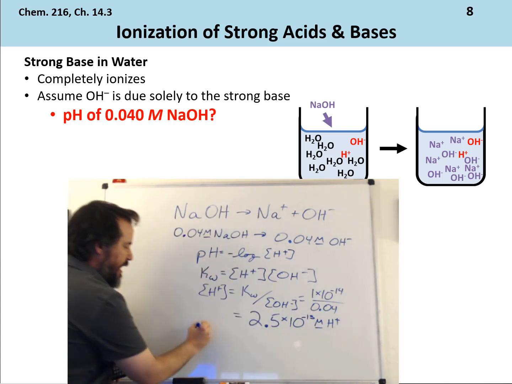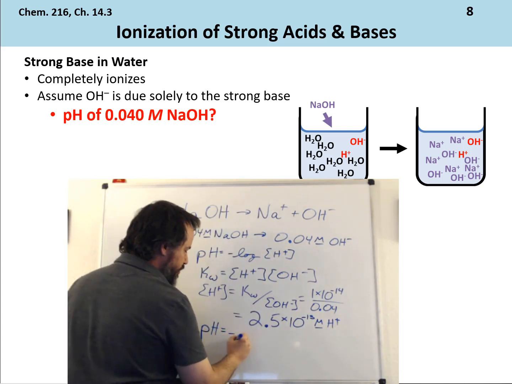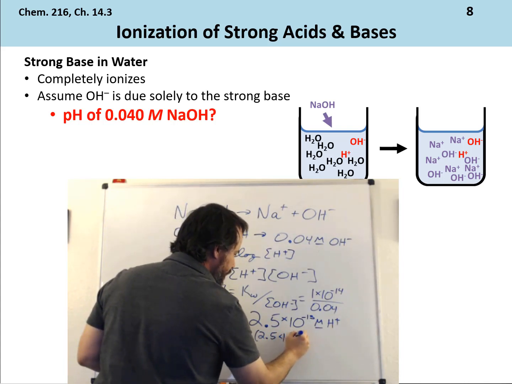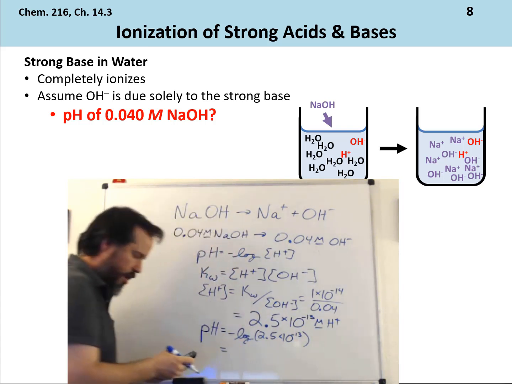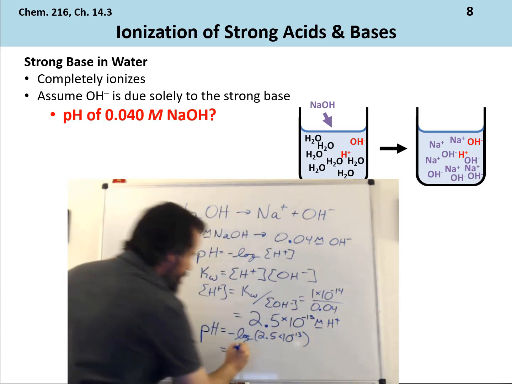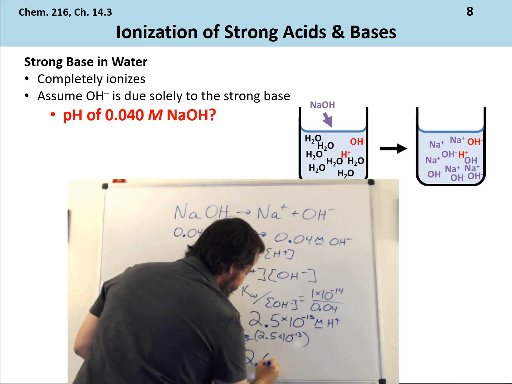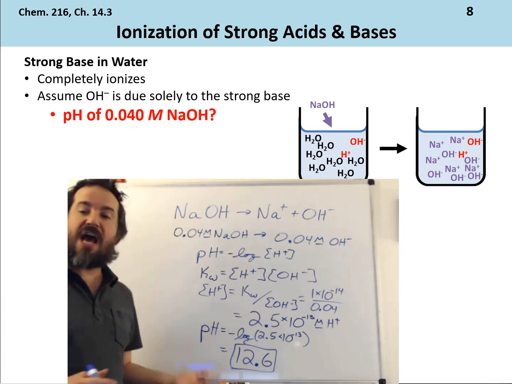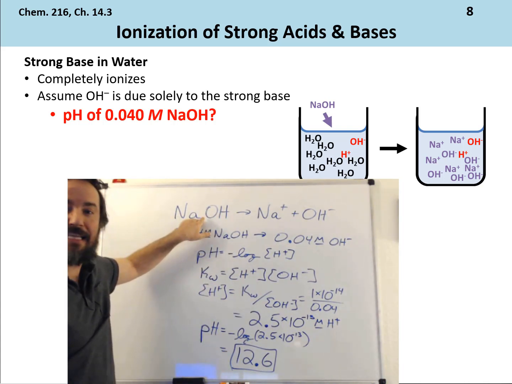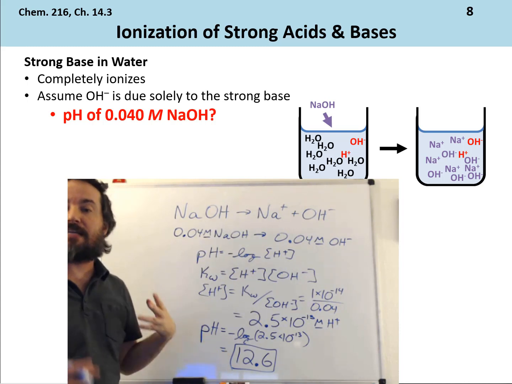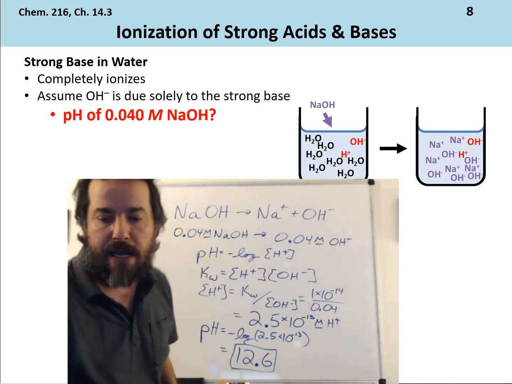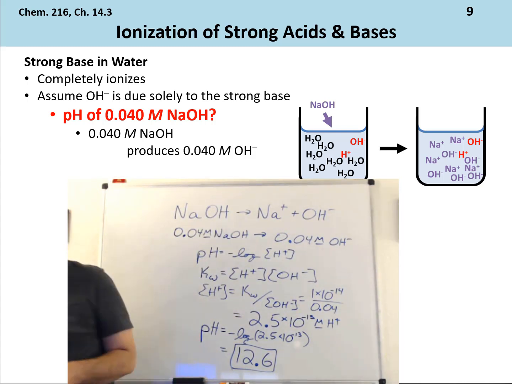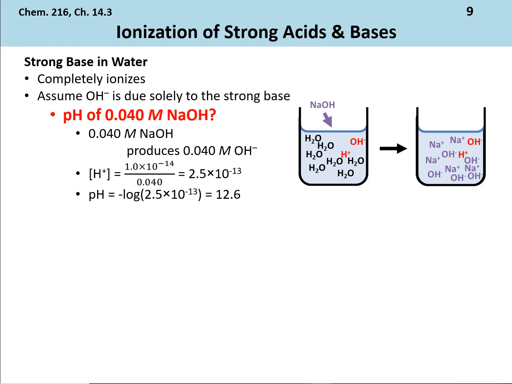So now I can plug that in. So pH equals negative log of 2.5 times 10 to the minus 13. Okay, log of this, that's going to get me 12.6 for my pH. Does this make sense? Yes, because I put a base in there, so I better get something that's going to be basic. All right, so here it is on the screen. My 0.04 molar NaOH produces 0.04 molar OH minus.